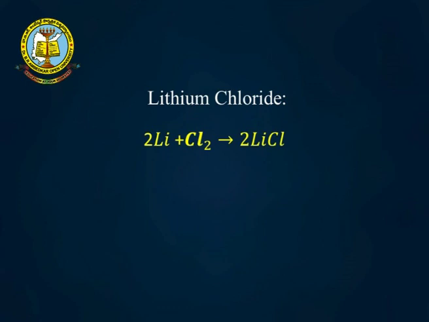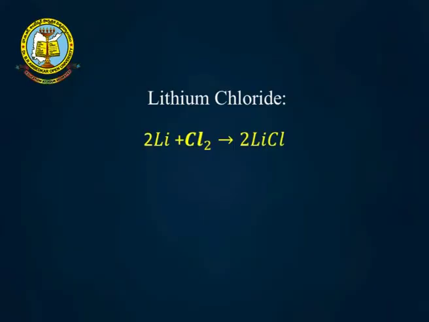And the lithium chloride. Generally, lithium reacts with chlorine gas, so it forms lithium chloride here. In this way you can form lithium chloride, and from lithium chloride you can extract the lithium, where it acts as an ore here.